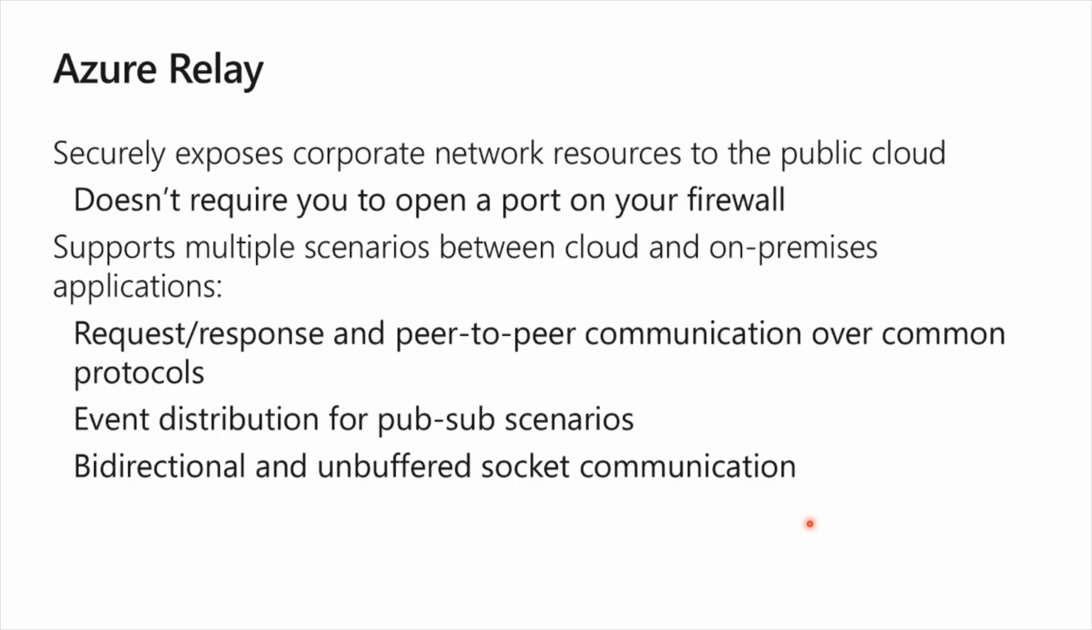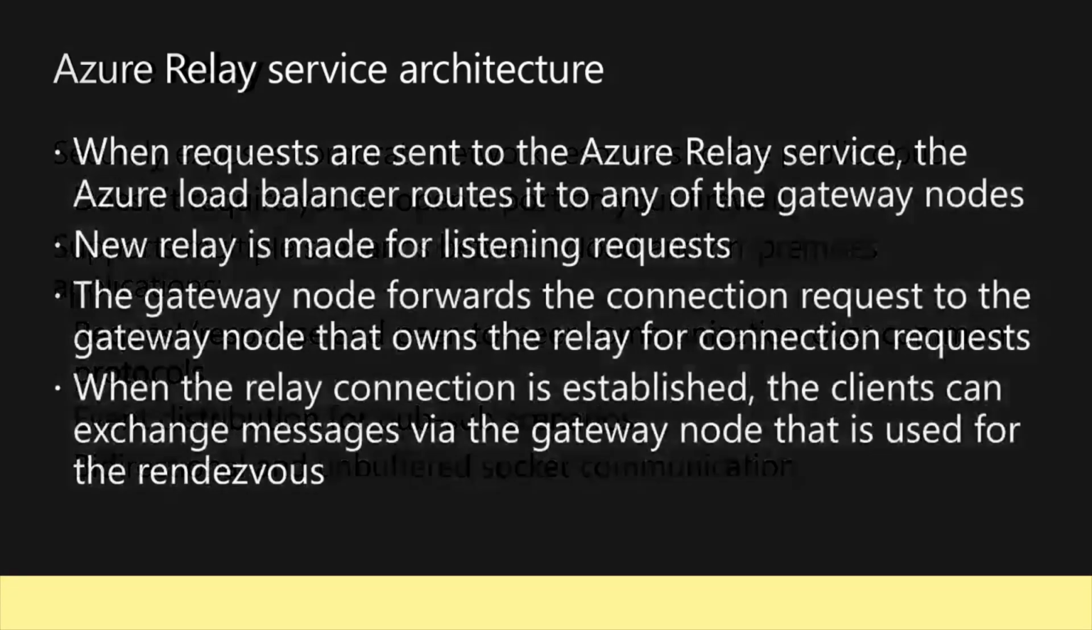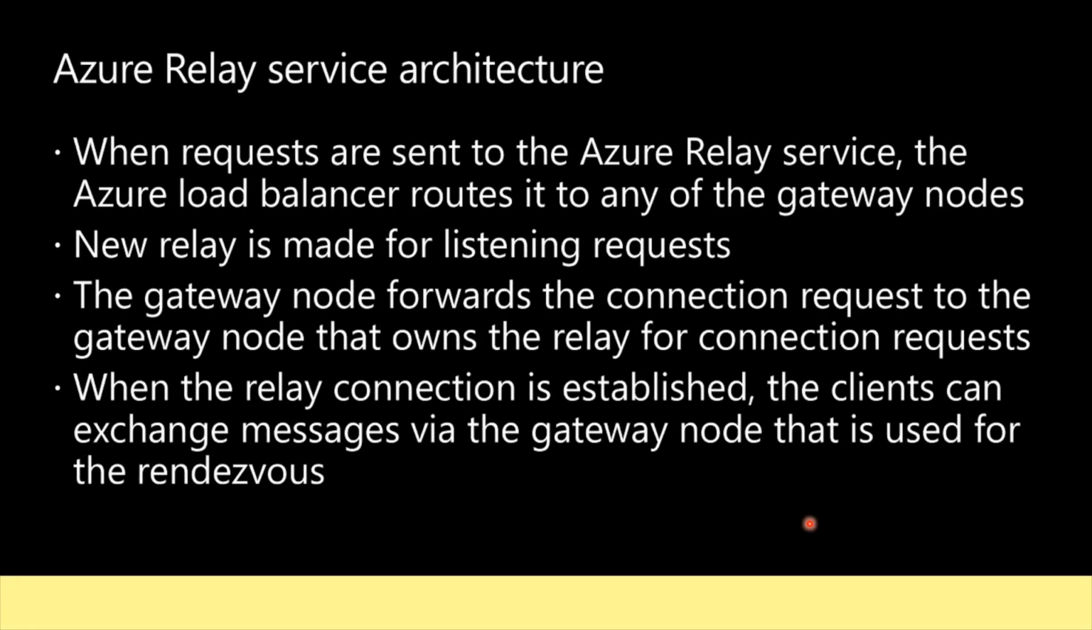Azure Relay differs from network-level integration technologies such as VPN, and Azure Relay can be scoped to a single application endpoint on a single machine. The VPN technology is far more intrusive because it relies on altering the network environment. So you understand the difference. So it's request response and peer-to-peer communication over common protocols. Azure Relay Service Architecture.